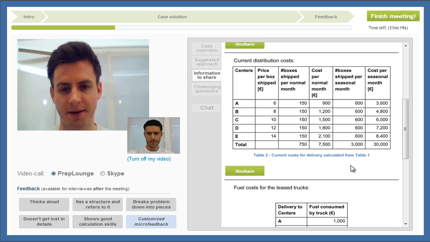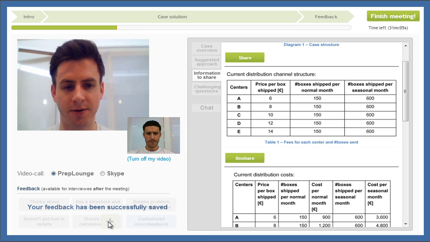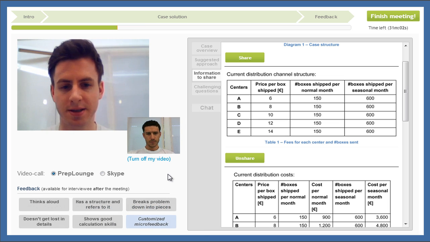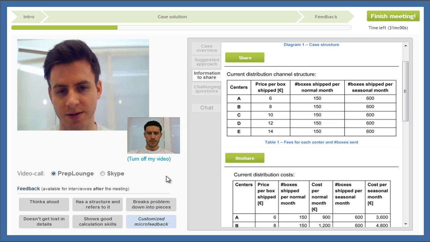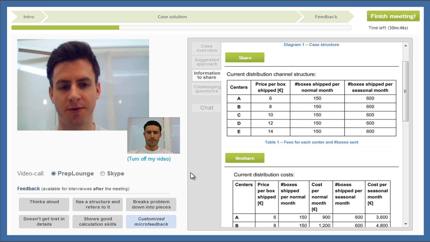So if I have a look at the table, we have 8 normal months with 150 boxes per month, and if we multiply that, we have 1,200 boxes. And for seasonal months, with 600 boxes, if we multiply that, we have 2,400 boxes. So overall, this means every year 3,600 boxes are shipped to each center. So 1,200 plus 2,400, okay? Exactly, and of course, we do this for 5 centers, and we get 18,000 boxes per year.